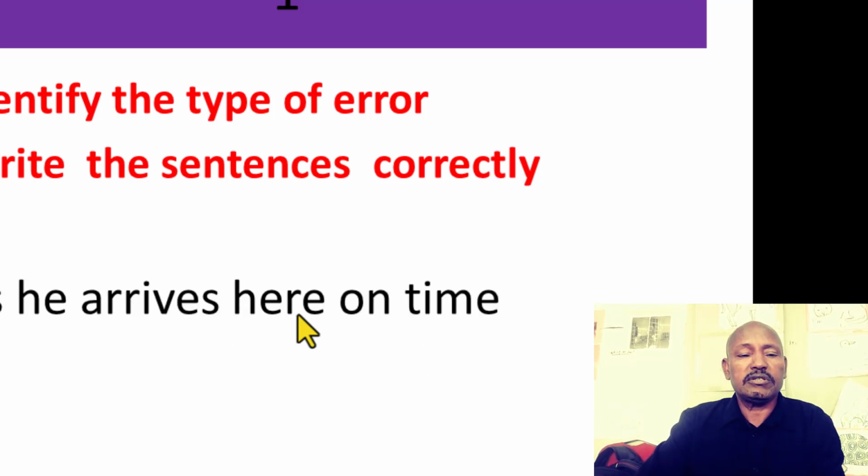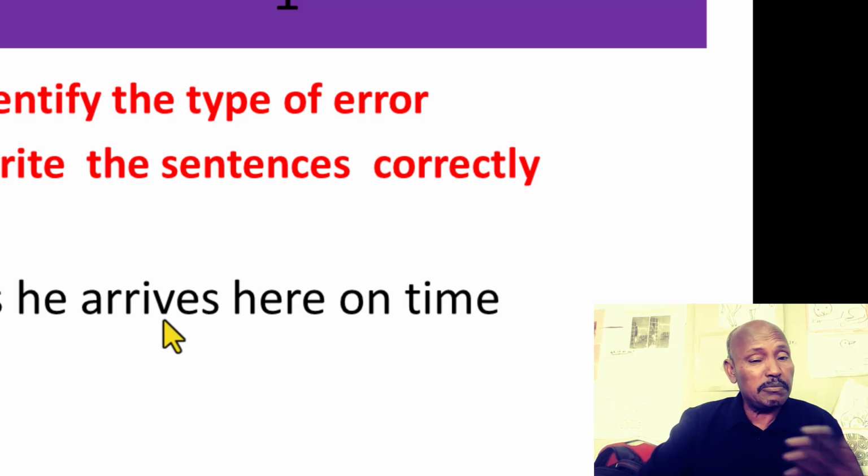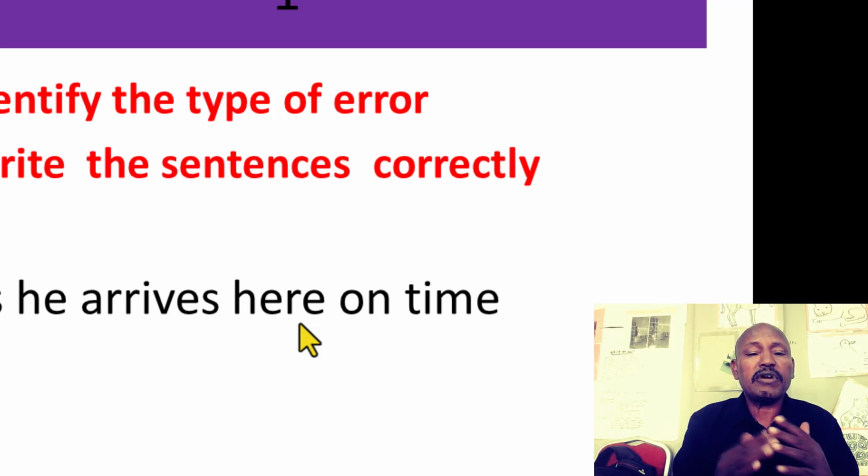Look, the first question: as he arrives here on time. What is the intent of the sentence? As he arrives here on time, is it dependent or independent? Because there is a conjunction here, the subordinate conjunction "as", which is an adverb clause of time. A clause like this, which comes at the beginning of the sentence, is dependent. So it needs another main clause here. The type of sentence error here is a fragment because it doesn't convey complete meaning, all right?